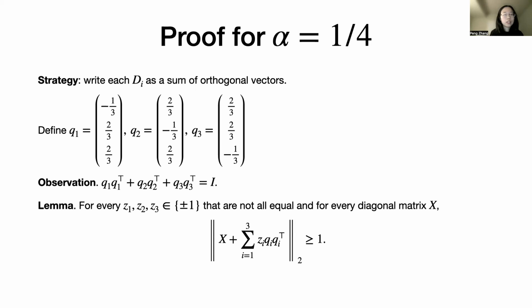In addition, we can check that for every signs Z1, Z2, Z3 that are not all equal, and for every diagonal matrix X, the sum of X and the sum of Zi Qi Qi transpose has a spectral norm greater than or equal to 1. So this means that if we want a smaller spectral norm, we must have all these 3 signs, Z1, Z2, Z3, to be all equal.